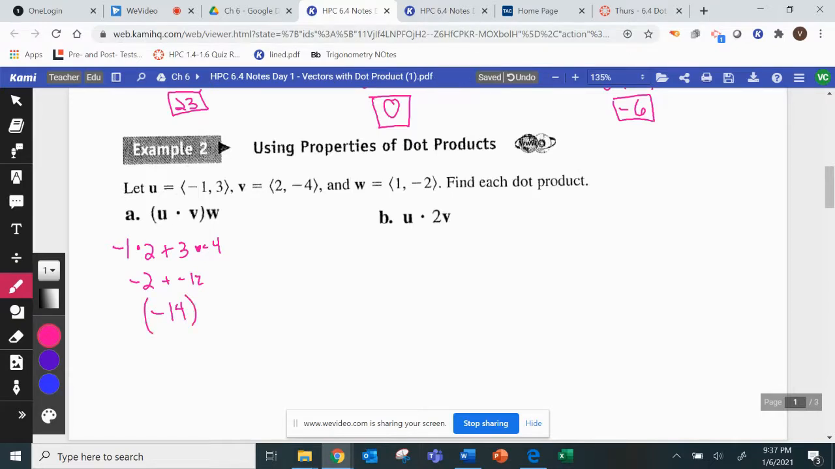Then we're going to multiply that with vector w, which is 1, -2. And because the dot product of u and v ended up being a scalar, we just now distribute that number into the vector, and we get the answer to be -14, +28 as a vector.